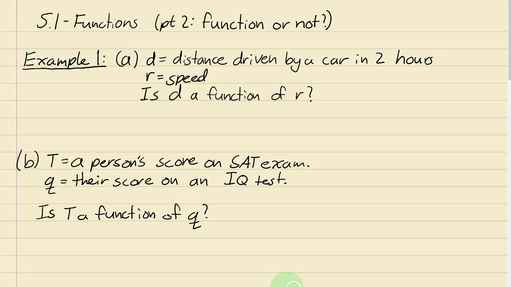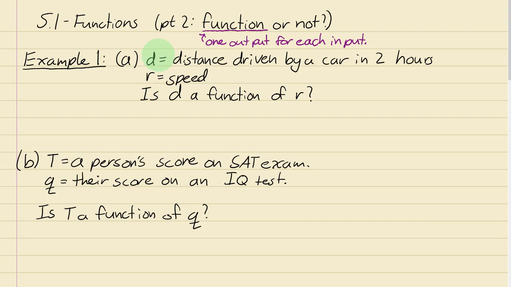Okay, so here is a video where we're going to talk about how to tell whether a relationship is a function or not, based on the previous definition, which was that if it's a function, there's one output and only one output for each input. So let's look at this first example.